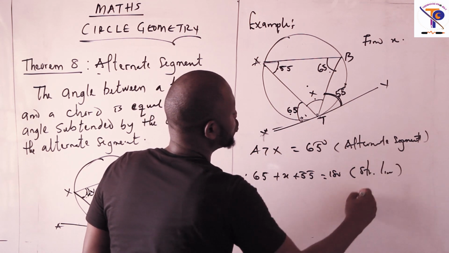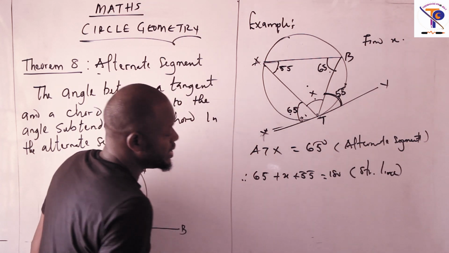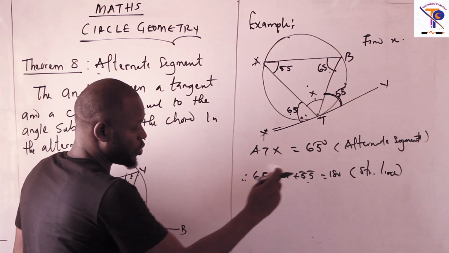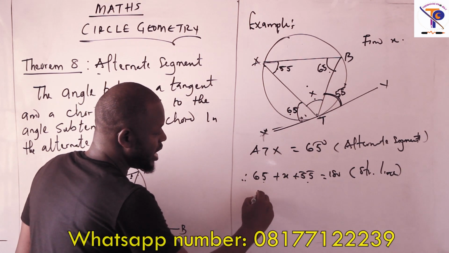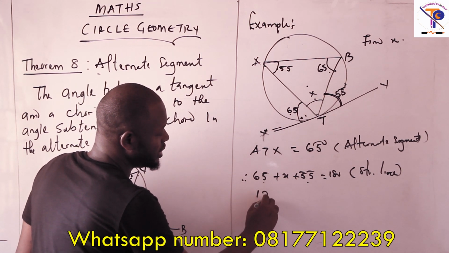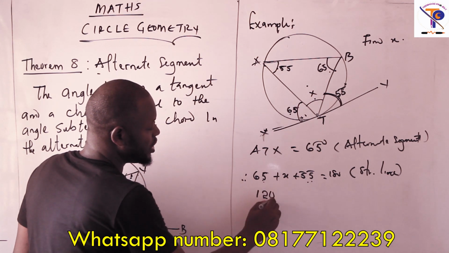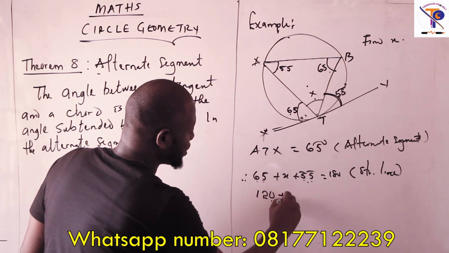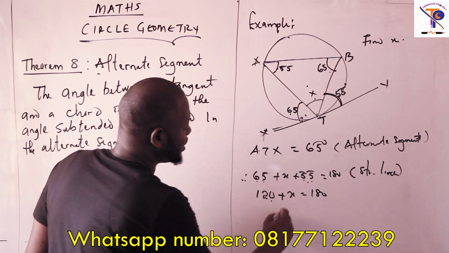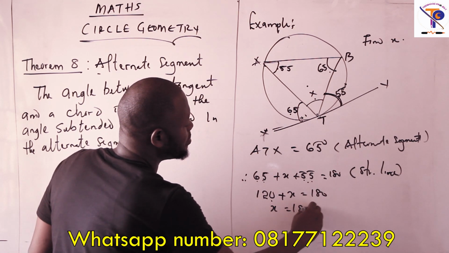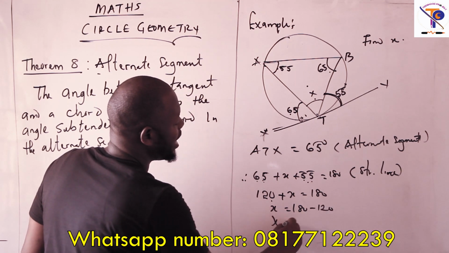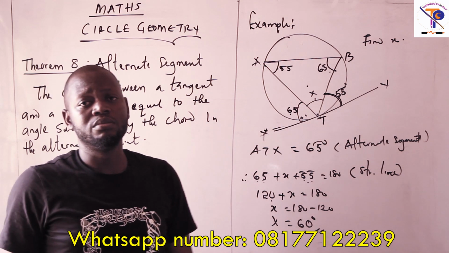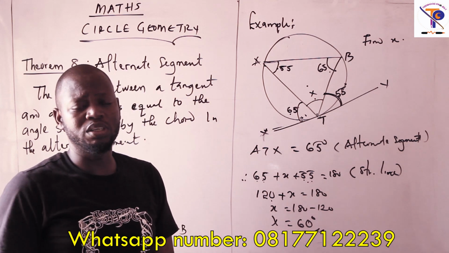Straight line. So if that is the case, then we add this one to this one, and we add this one to this one. That is going to be 120. This is 5 plus 5, 0. Then this and this, that is 11 plus 1, that is 12, plus x is equal to 180. So my x is equal to 180 minus 120. Then my x is equal to 60 degrees. That is how I get my x. And that is all about the question.